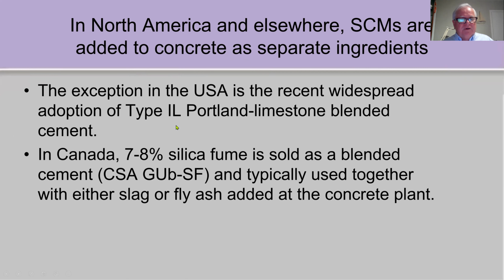A few exceptions to that: the new introduction of limestone cements with up to 15% limestone is covered under the blended cement specification, so it's Portland limestone cement. And in Canada, the other only exception we have is silica fume blended cement, because silica fume can be difficult to handle. So all the companies in Canada make a blended cement with about 7 or 8% silica fume in it. And then at the ready mix plant, they would add fly ash or slag to that combination for various purposes, like high strength concrete for high rise construction or for high chloride resistance.